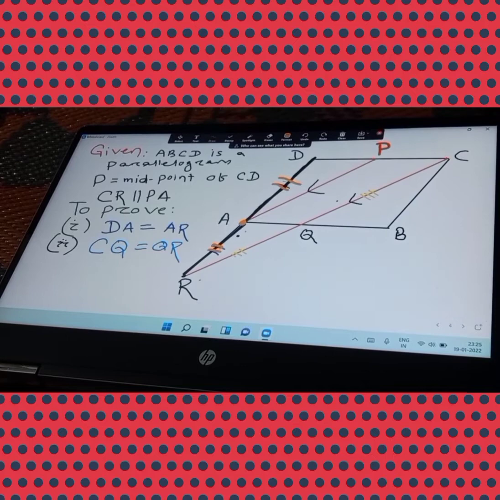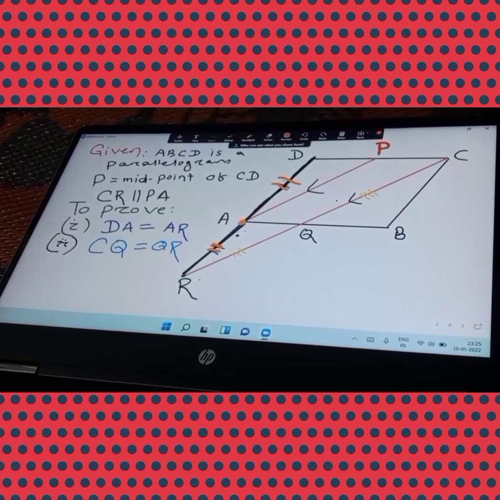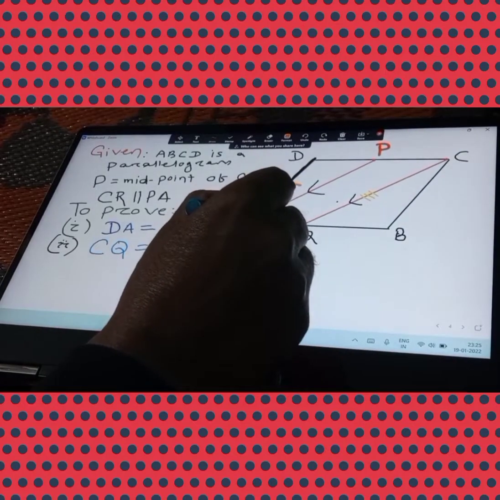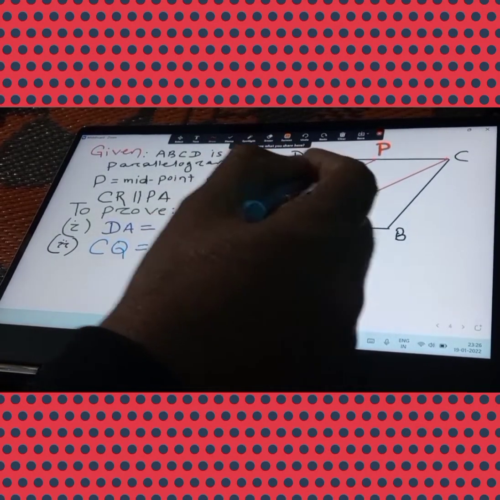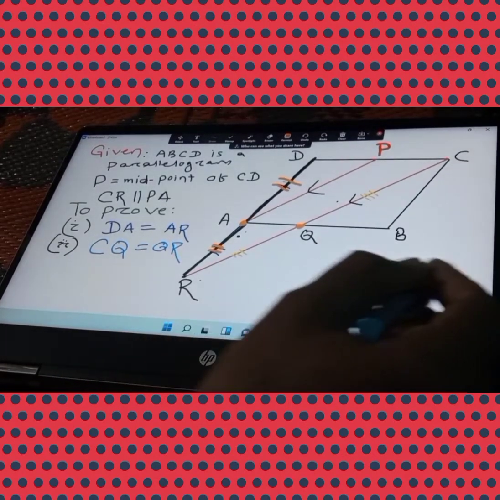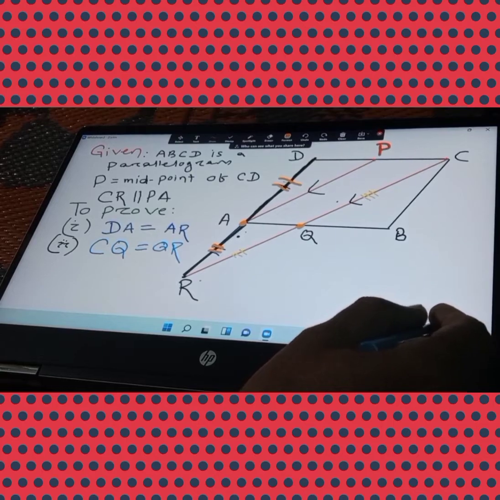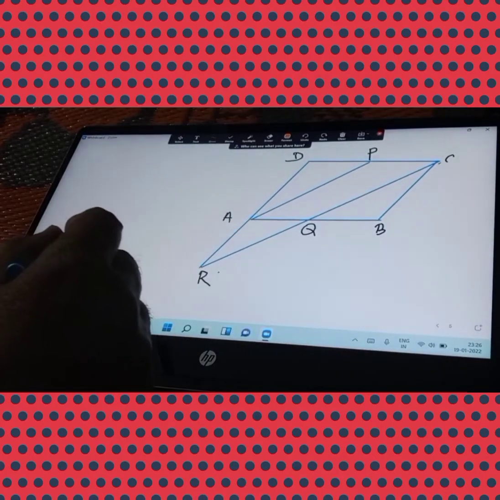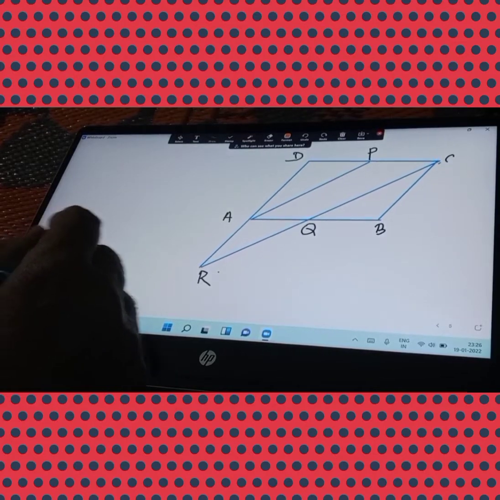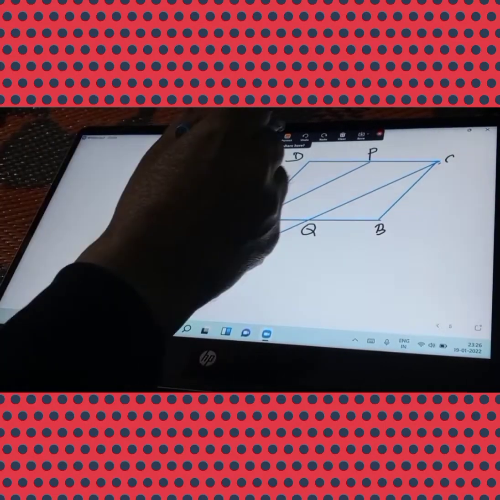Again, the second point we have to prove is CQ is equal to QR. It means Q is the midpoint of CR. Understand? Is it clear? Understand what is given and what to prove? Okay, dear students, you see here ABCD is a parallelogram. It is given that. Let's see how to prove it here.